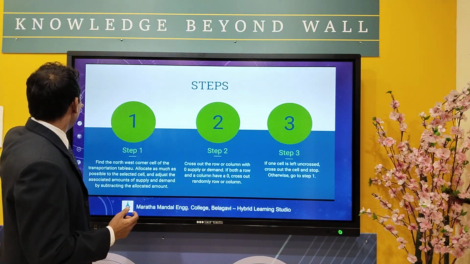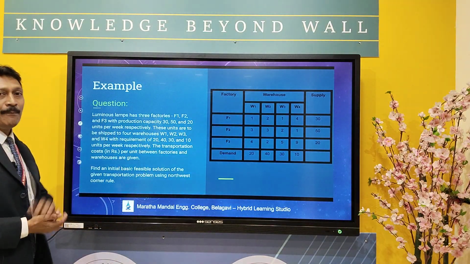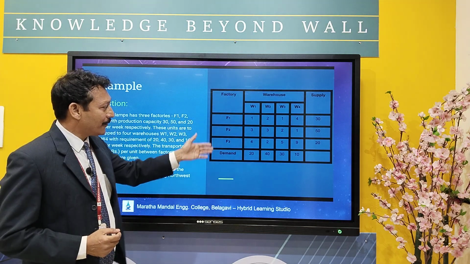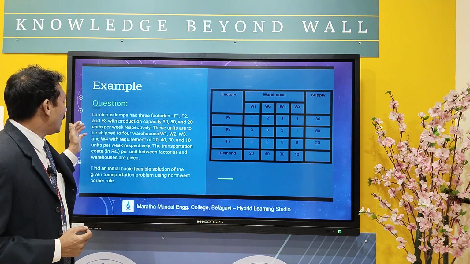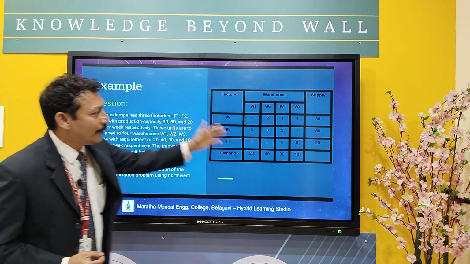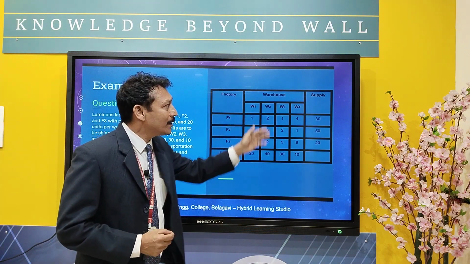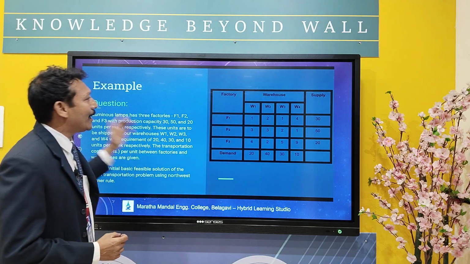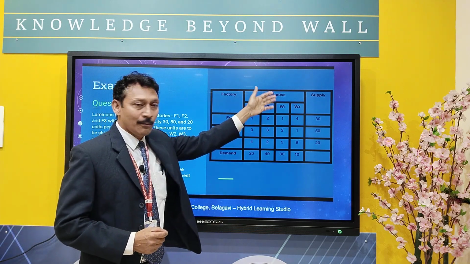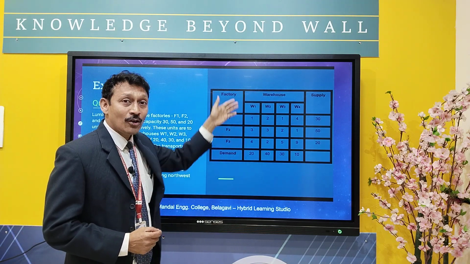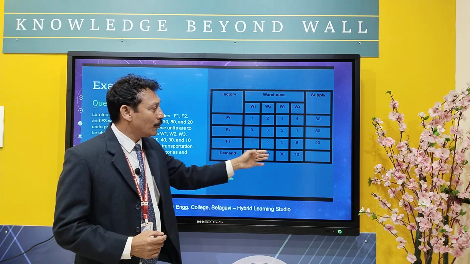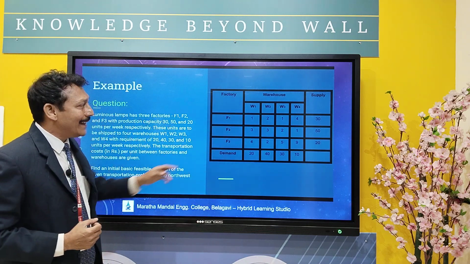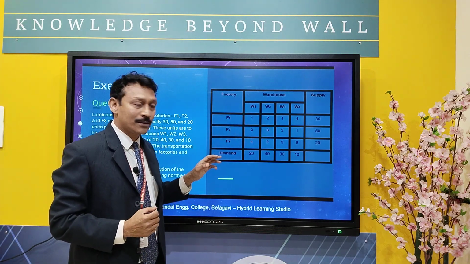Then how to solve, we'll see. One example is given here. The Luminous Lamp company has three factories, F1, F2, F3, with production capacities of 30, 50 and 20. These factories are supplying 30, 50 and 20 products. Their warehouses are W1, W2, W3, W4, and the demands of the particular warehouses are 20, 40, 30 and 40. We put this problem into the transportation matrix, and these are the unit costs of transportation.